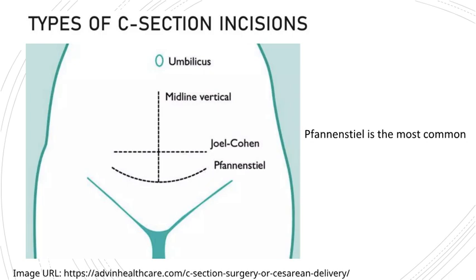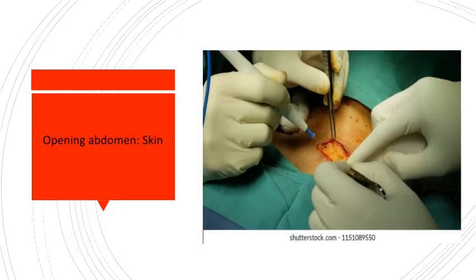The Pfannenstiel incision is made about 2 finger breadths above the pubic bone. The skin incision should be 12 to 15 centimeters long, and it is best to cut through the dermis and epidermis with a single sweep of the scalpel.